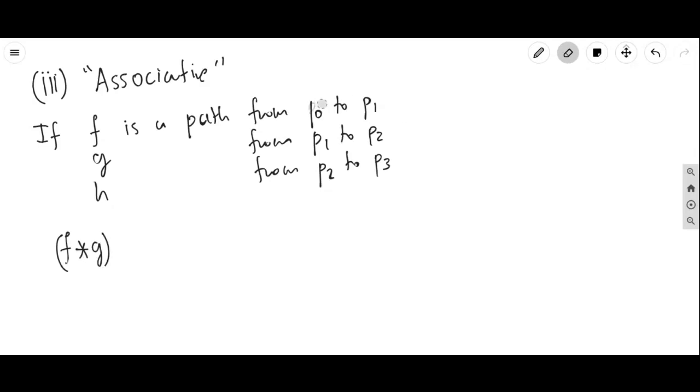and that will give you a direct path from P0 to P2, but then h goes from P2 to P3. So then you can juxtapose that with h. But you can also do it this way. You can do f, you can also do this.